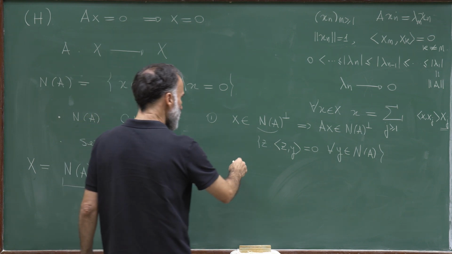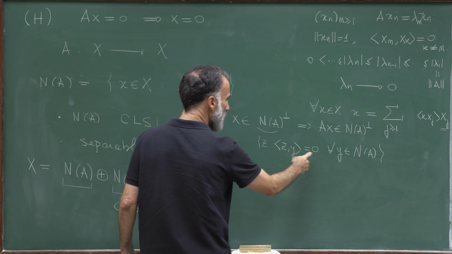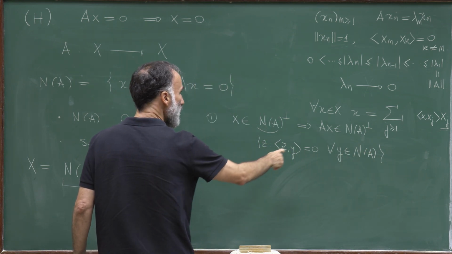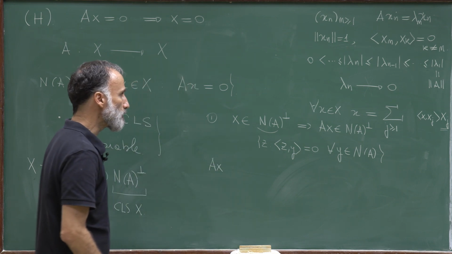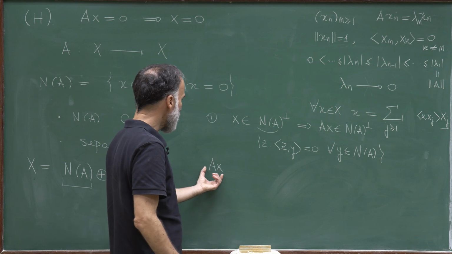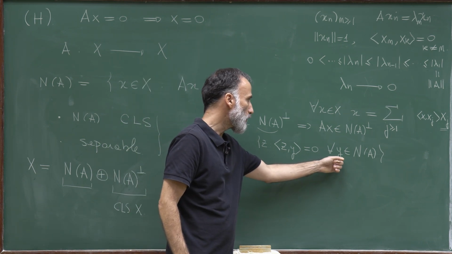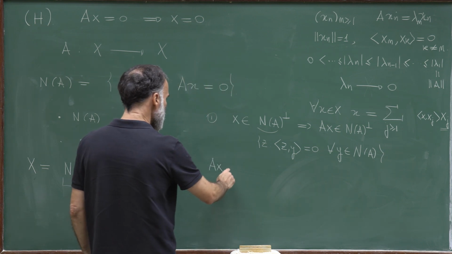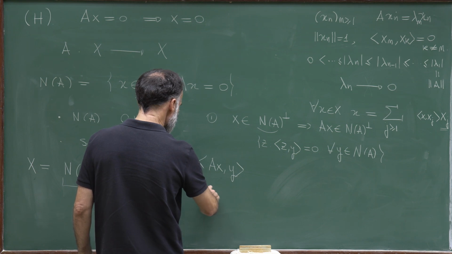So let's take X in this space. This means that X is orthogonal to Y for all Y in NA. I want to prove that AX belongs to NA perp. To prove that AX belongs to NA perp, I have to show that AX is orthogonal to any point Y in NA. So let's consider a point Y in NA.